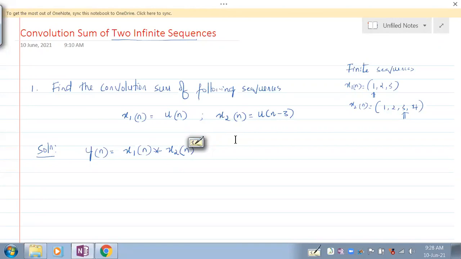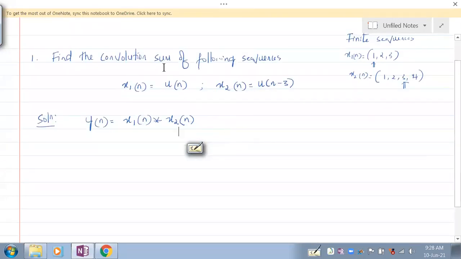So what we shall do when we are finding the convolution sum is, let's have an easier signal as the second signal and a comparatively difficult signal as the first signal. That means I want x2 of n on the left hand side and x1 of n on the right hand side, and that is possible also. Why? Because convolution sum is commutative.